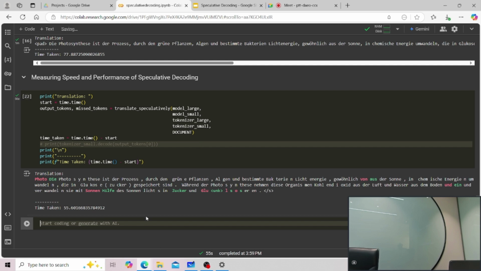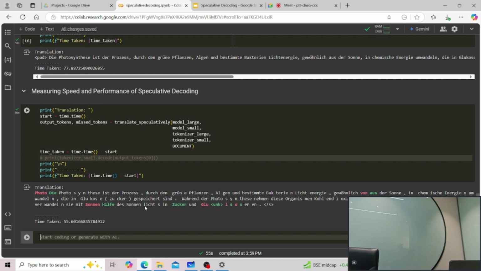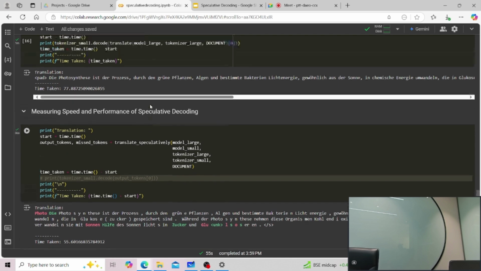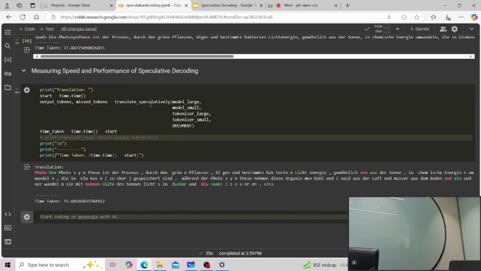In terms of time, it took only 55 seconds, whereas the larger model took 77 seconds. The smaller model, of course, took only 25 seconds. So this shows that we have significantly sped up the generation using this particular approach. That marks the end of this seminar. I think we can end it here.